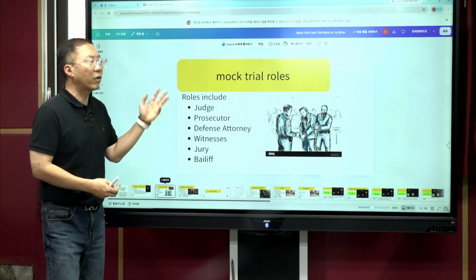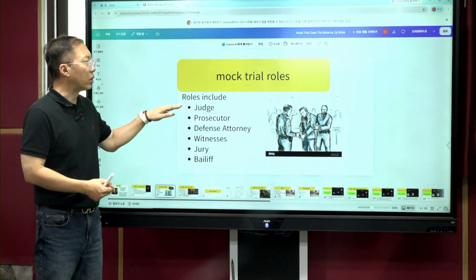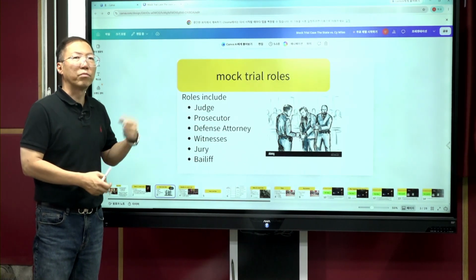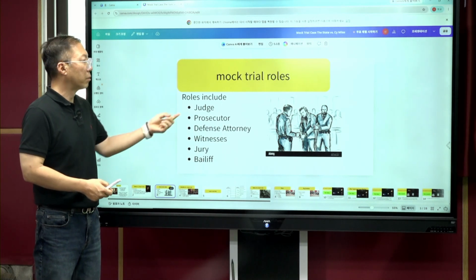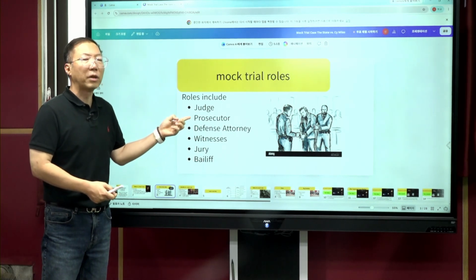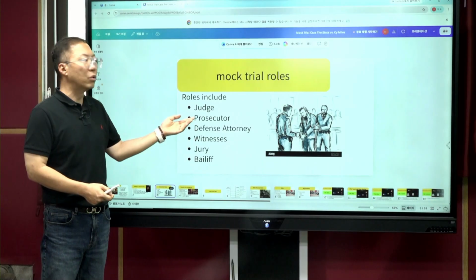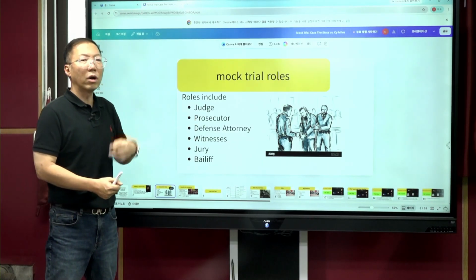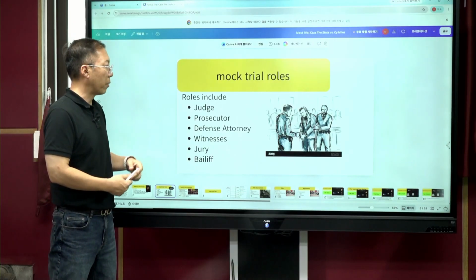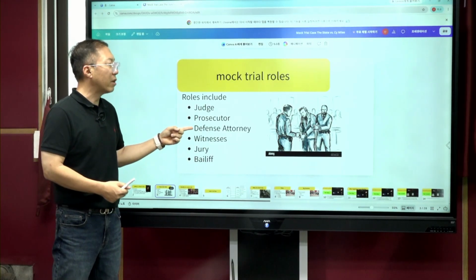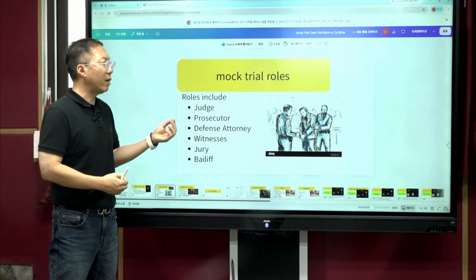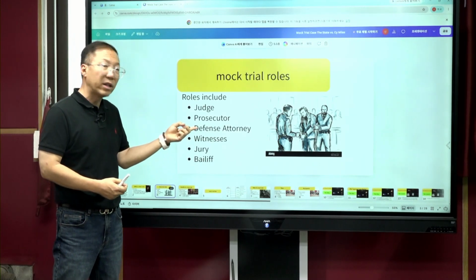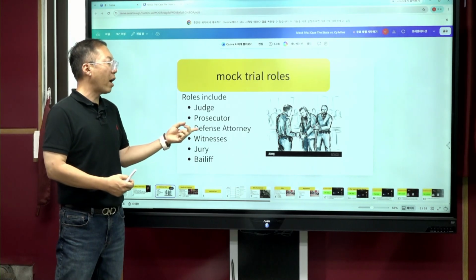So, some of the mock trial roles. You all know the judge, right? Then we have the prosecutor. The prosecutor is a lawyer who initiates the trial. The prosecutor believes that somebody committed a crime and wants to have a trial against that person. And we have the defense attorney. The person who is supposed to have committed a crime is called the defendant, and even the defendant has their own lawyer.